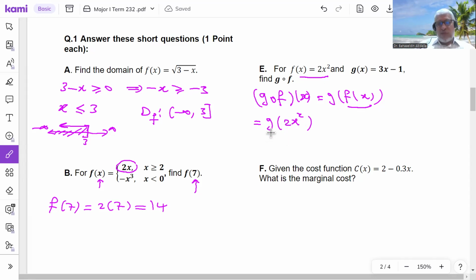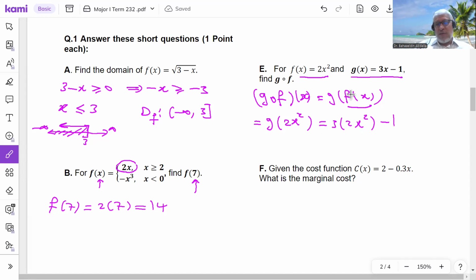And now I need to find g of 2x squared. Well, what is the definition of g? This is the definition of g. G of x is 3x minus 1. So if I ask you what is g of 0, you will say 3 times 0 minus 1. So g of anything would be 3 times this thing minus 1. So g of 2x squared would be 3 times 2x squared minus 1.